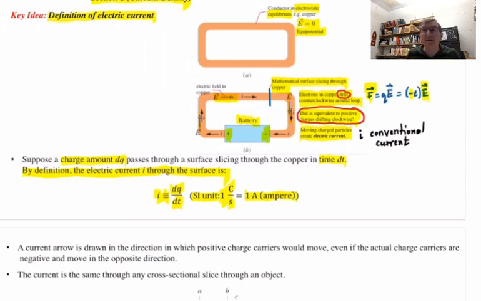And you can think of current as the rate at which charge is passing through a surface. Notice in the diagram, as I said, there's a current arrow drawn in the direction in which positive charge carriers would move. That's what I meant by conventional current, even if the actual charge carriers are negative and moving in the opposite direction. You won't get into any trouble if you pretend that it's positive charges moving opposite to the negative charges.